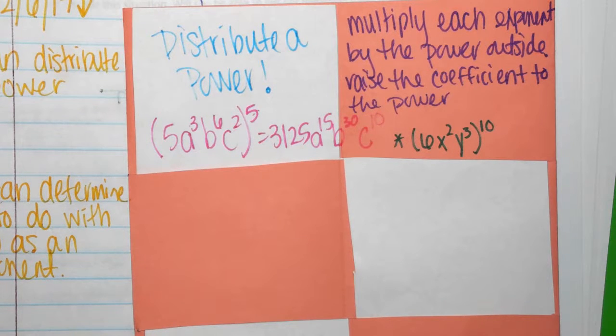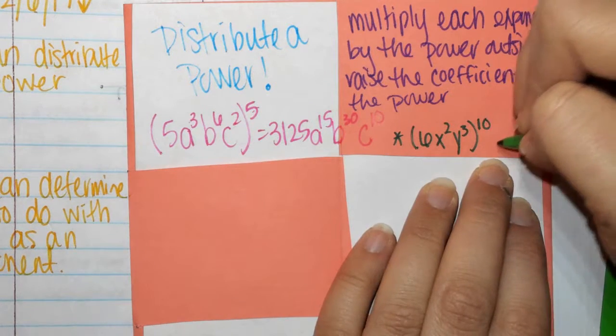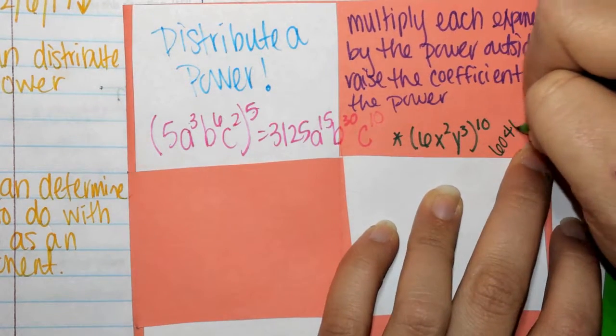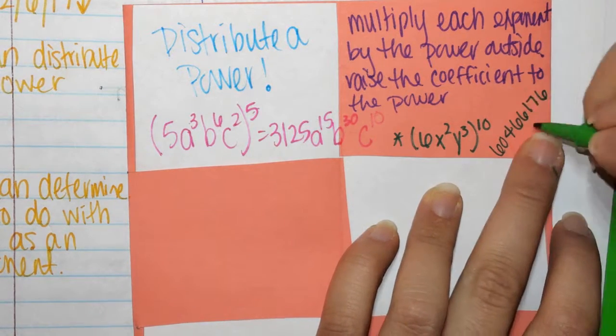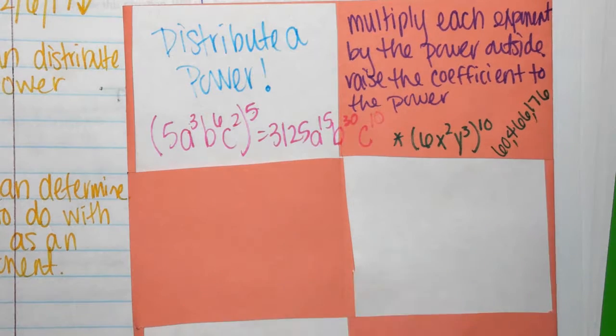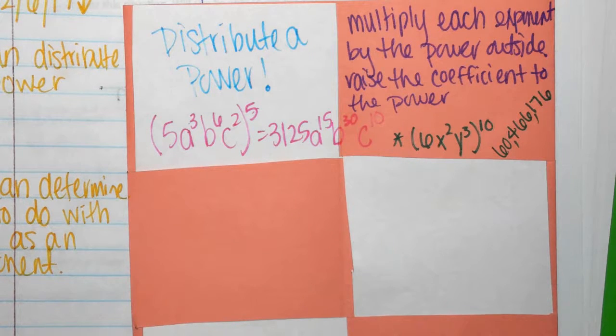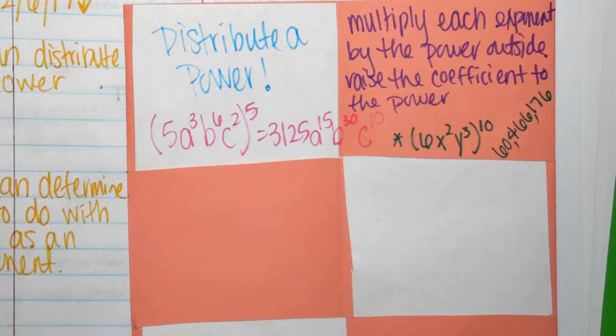All right, what would 6 to the 10th power be? Read it to me. 6, 0, 4, 6, 6, 1, 7, 6. There we go. So 60,466,176. If you ever get confused, write it down and put your commas. That's what I do. And I'm 30, so it's perfectly fine.